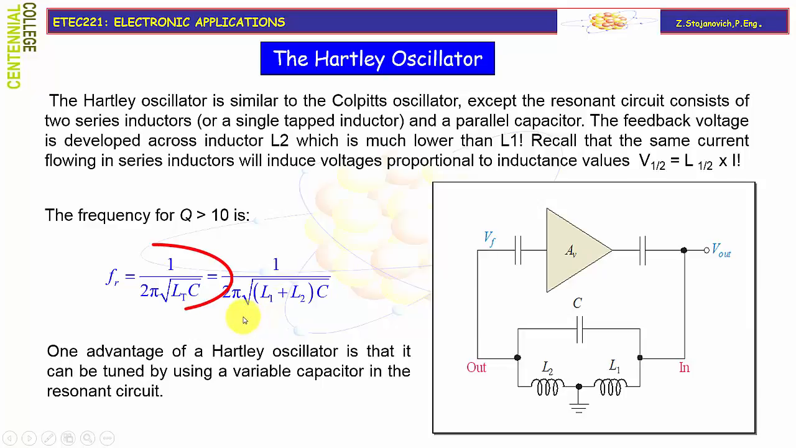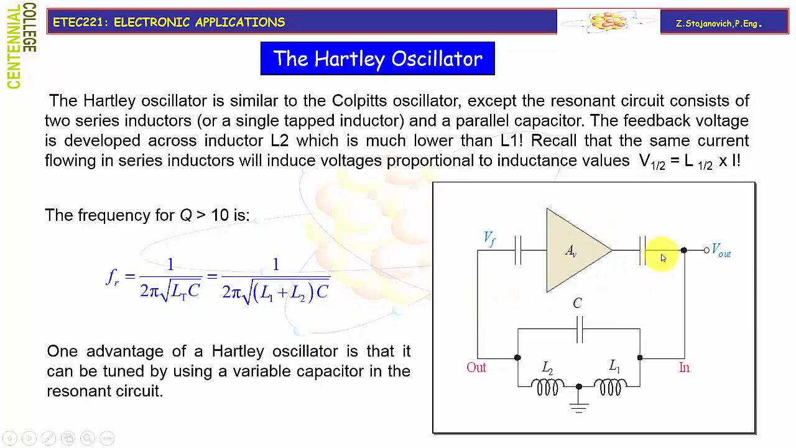The frequency of oscillation for a quality factor higher than 10 is given by this expression, 1 over 2 pi square root of LT times C, where LT designates total inductance of the tank circuit, which in the case of the Hartley oscillator will be L1 plus L2.